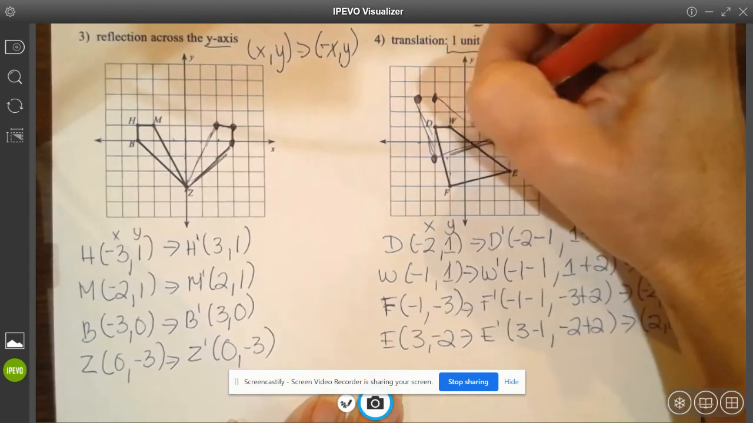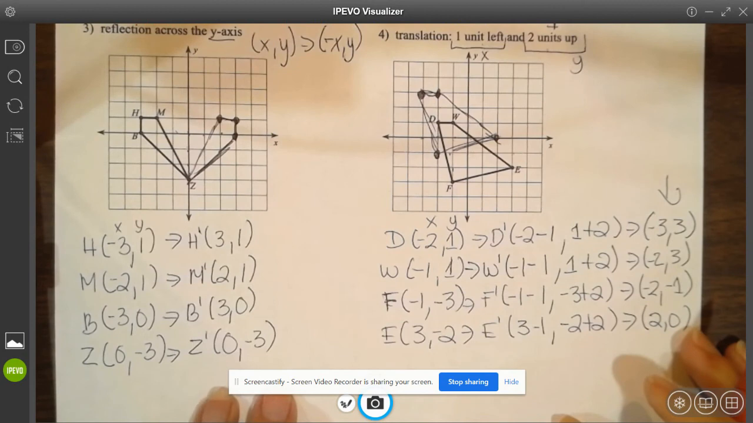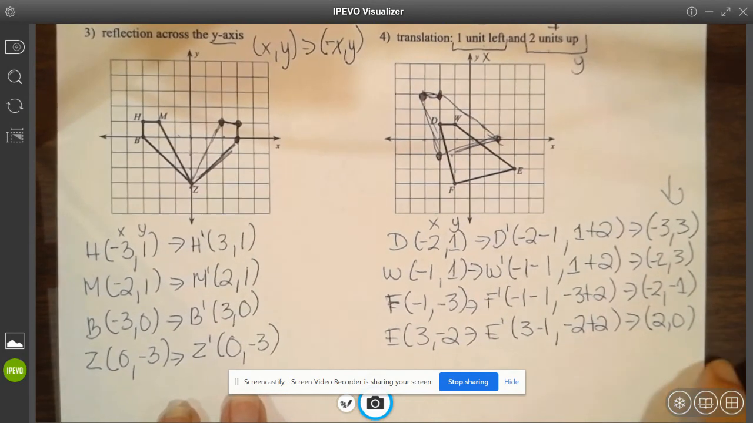It was translated 1 unit to the left and 2 units up. And that's it. All right, I hope this helps.